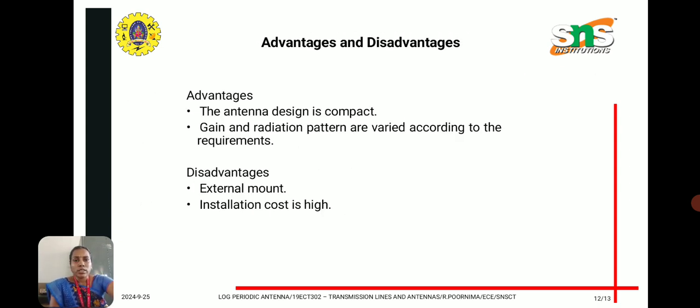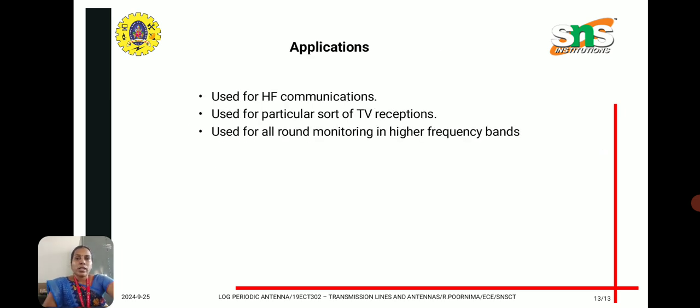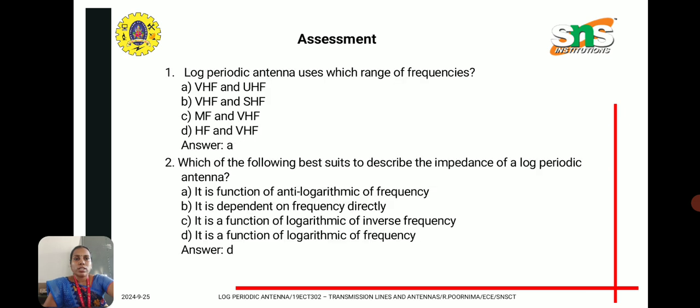Advantages: the antenna design is compact, and gain and radiation pattern can be varied according to requirements. Disadvantages: external mount and installation cost is high. Applications of the log periodic array: it is used for high frequency communications, TV reception, and all-round monitoring in high frequency bands.